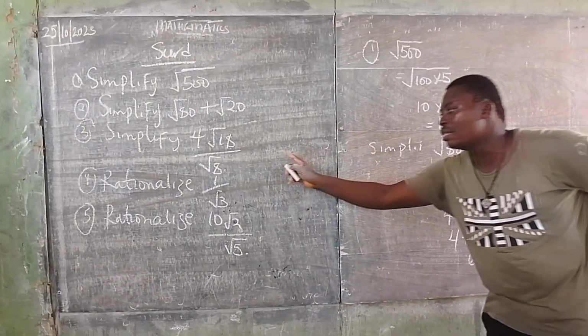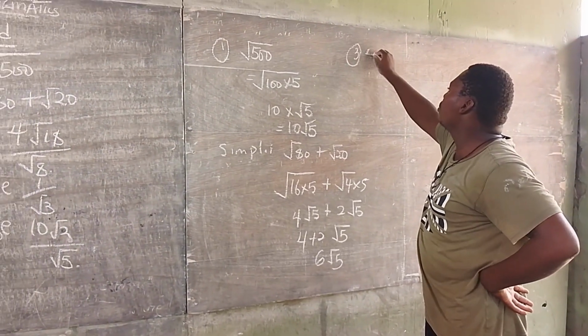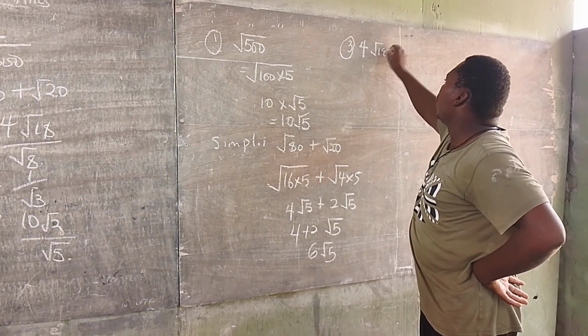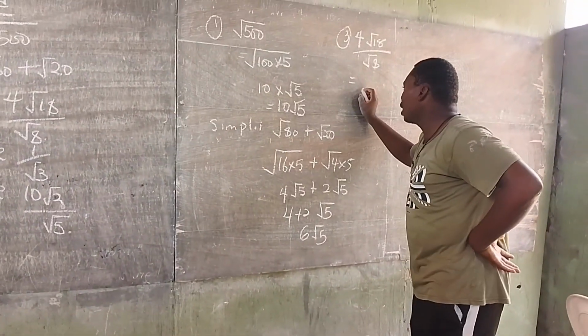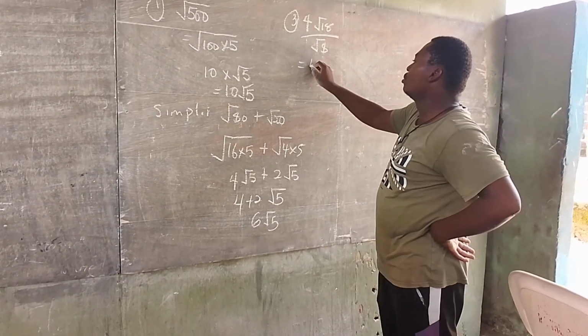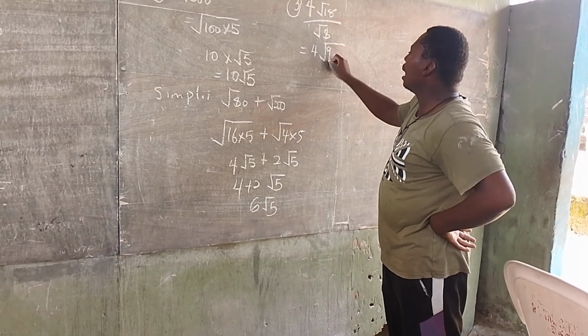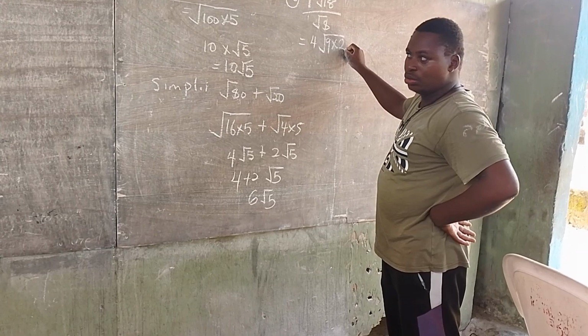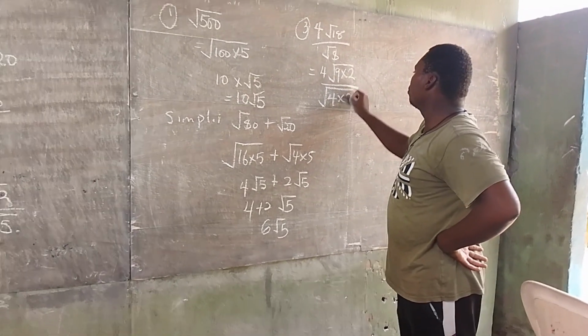We have another question there. Simplify 4 root 18 over root 8. The same method. We have 4 root 18 over root 8. Now if we have something like this, what am I going to do? You need to break it down as well. So this is 4, we have this 18. Break it down, we have 9 times 2 over the same thing, 4 times 2.